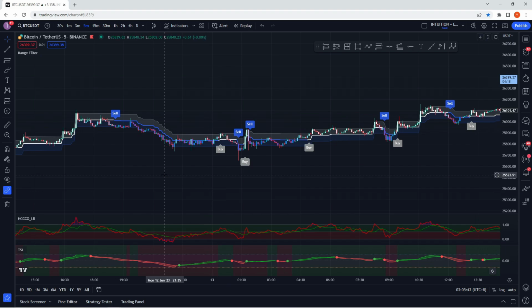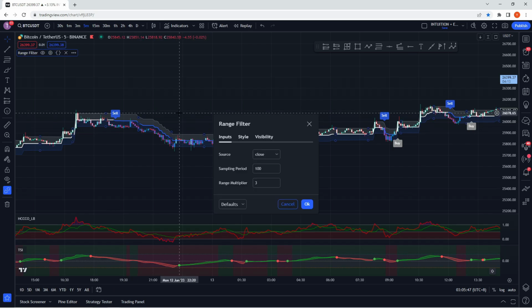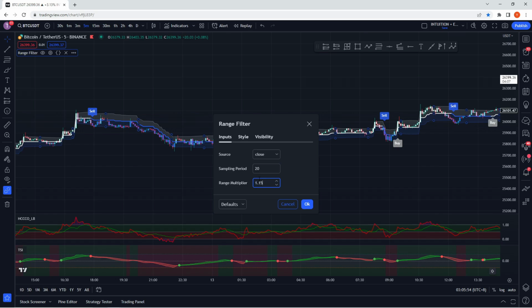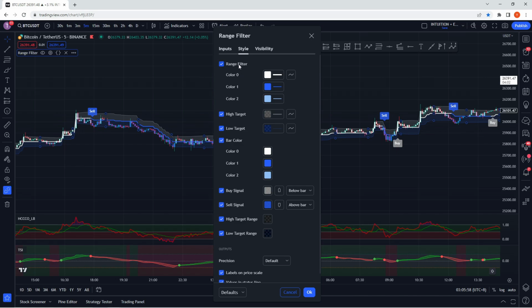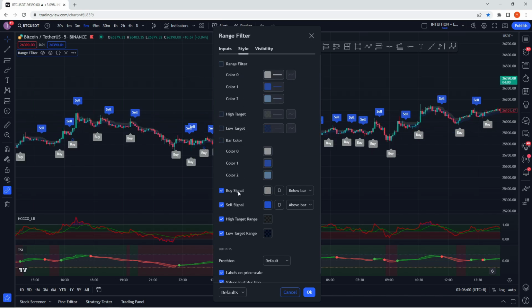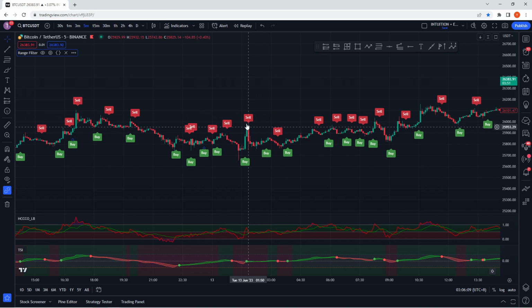Now you want to modify your indicators a bit to make sure that it works. Go to your range filter, go to the sampling period and change it to 20, and for the range multiplier change it to 1.15. These are your inputs. Next, go to style and remove everything except for the buy and sell signal. Change the buy signal to green and the sell signal to red, so you clearly know where to sell and where to buy. It is much more obvious with these color codings.